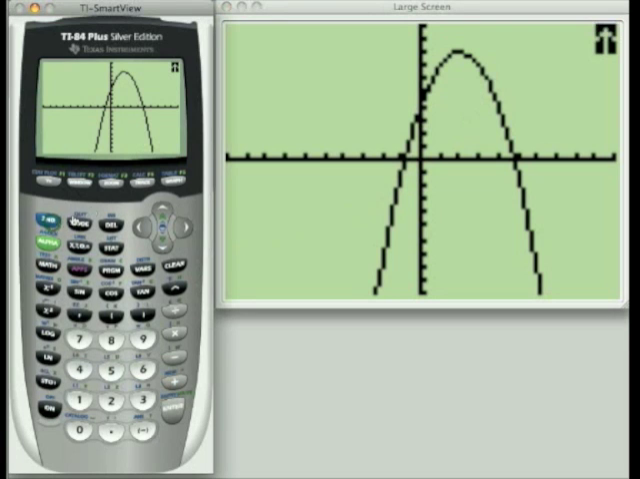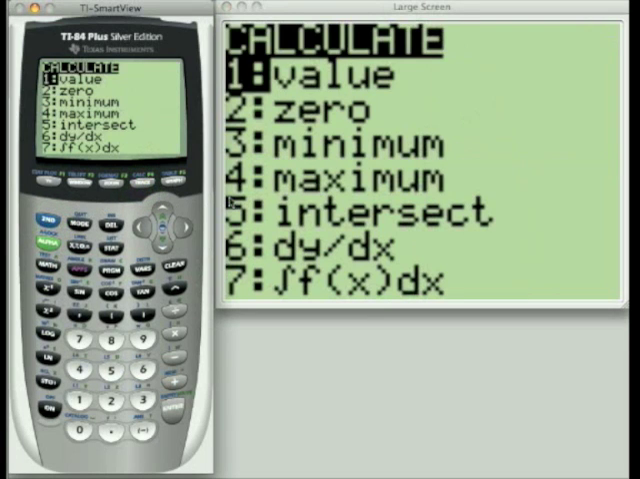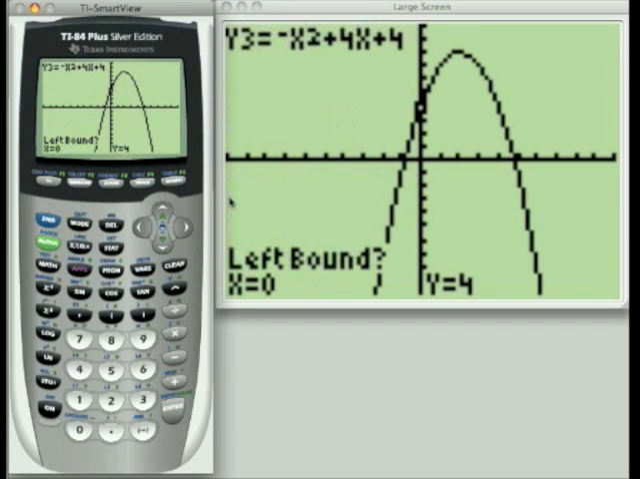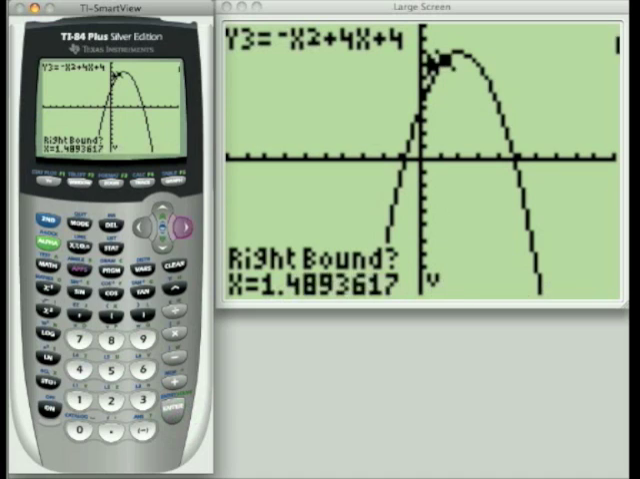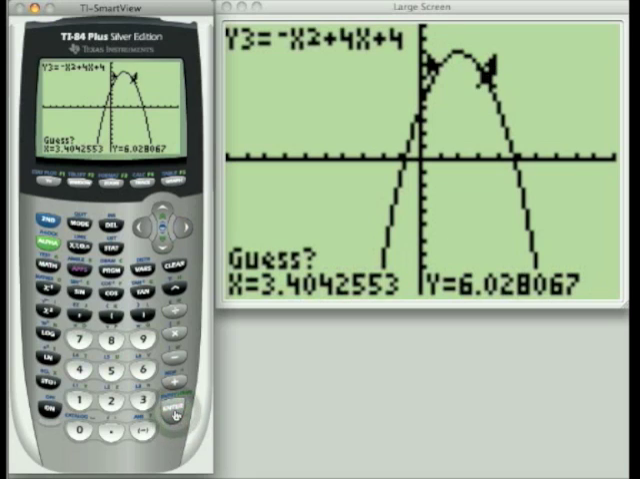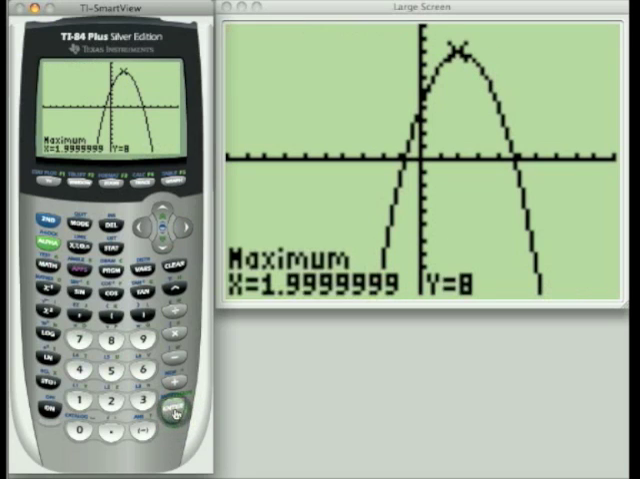So I'm going to go second, trace, and I'm going to choose maximum this time. And I'm going to pick a left bound, just go a little bit left of that point, hit enter, and then I'm going to go to the right, hit enter, and then the calculator's ready for me to guess, so I hit enter again. And you'll notice our x is a decimal, and sometimes this happens. If a decimal comes out like this, 1.9 repeating, that usually means that the x is really 2. And our y value is 8. So our turning point on this one would have been 2, 8.